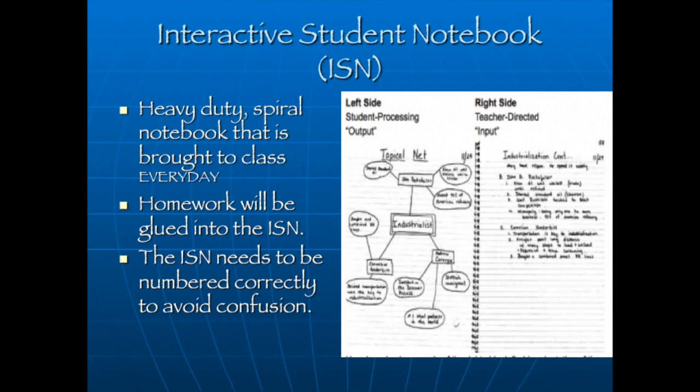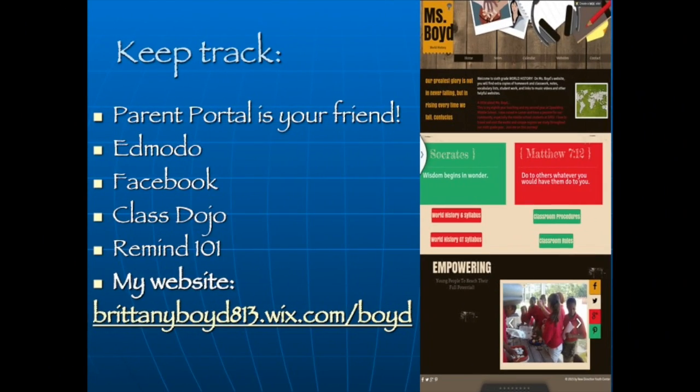Their interactive student notebook is where you will find your child's homework. It should be glued into the correct page. So it's really important that the students number their pages correctly or they will get confused about where they glued their homework when I say do your homework on page 4. So numbering is important.